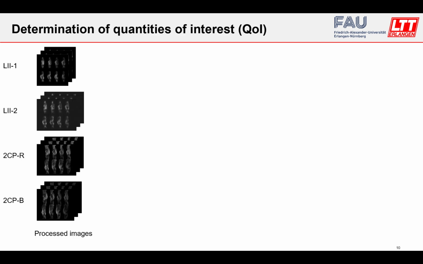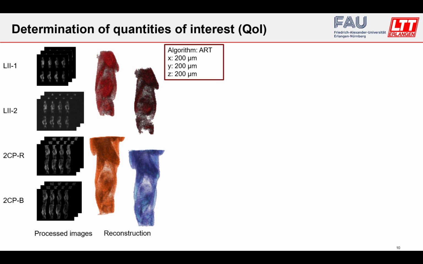So now, how do we actually get our quantities of interest? The starting point are the 2D images of our 4 intensified cameras. Then we have to process those 2D images, so we have to subtract dark current and apply a flat field correction, for example. Then we can go from 2D to 3D by doing the reconstruction, where we used an ART algorithm, and this results in a voxel size of 200 microns in each direction for all of our cubes.